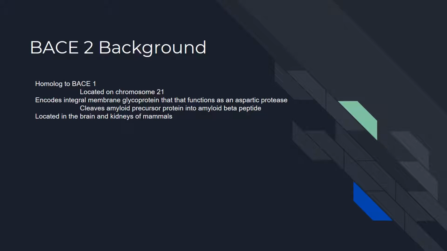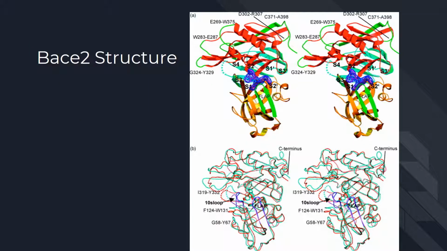So that's why it's allowed to cleave the amyloid precursor protein, and it's located as well in the brain and kidneys of mammals. In this next picture, we can see the comparison between BACE2 and BACE1. BACE2 is seen on the left side for both pictures, and BACE1 is seen on the right side. You can see in the labeled loop regions that they adopt different conformations, which is the only main difference between the BACE1 and BACE2 structures, which is why they are 75% homologous.